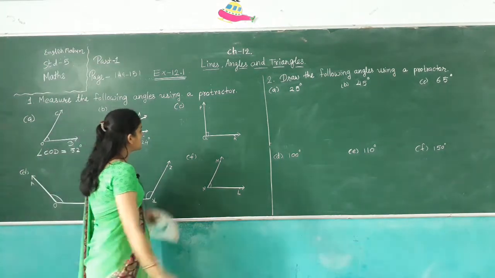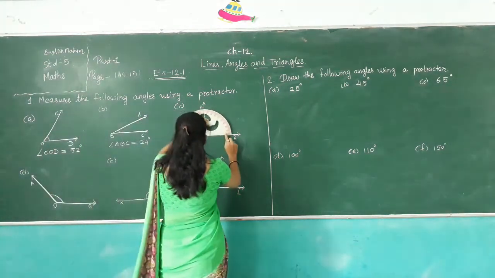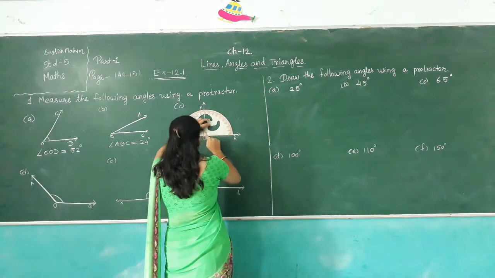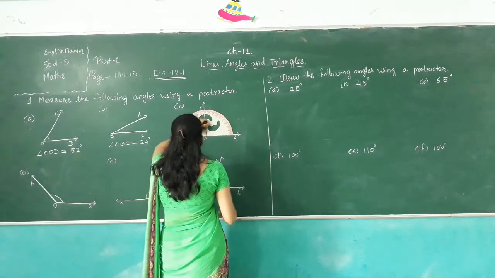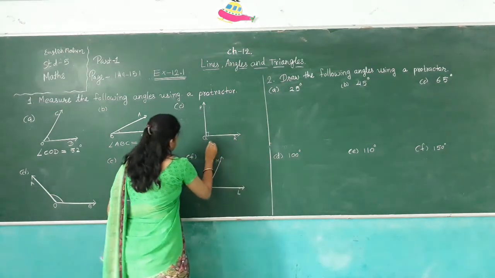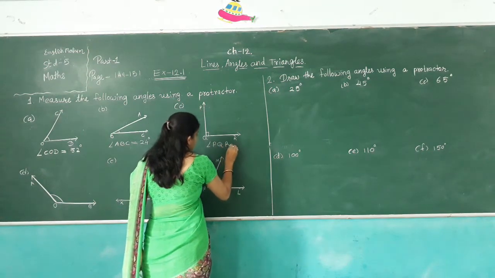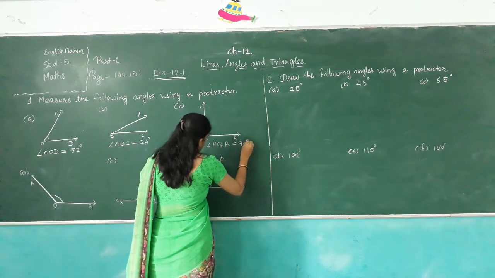Same as before, keep the baseline on the horizontal line and the red mark on the vertex. So it is 90 degrees. Angle PQR is equal to 90 degrees.